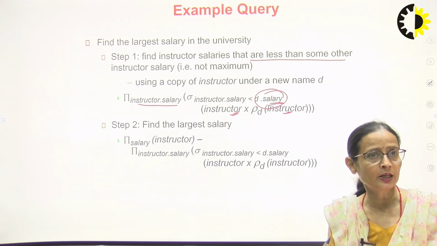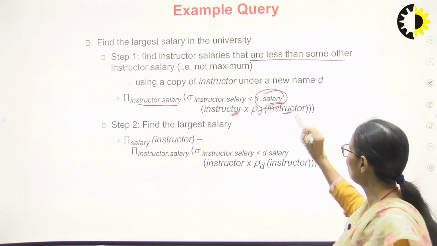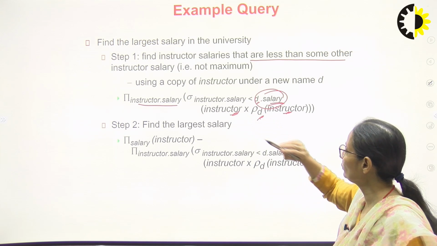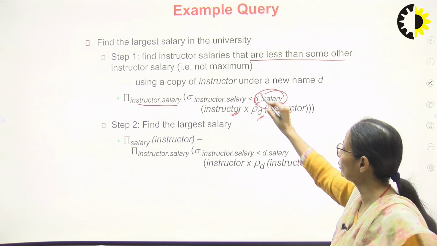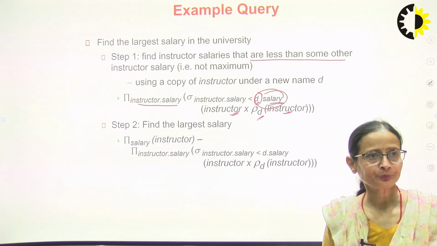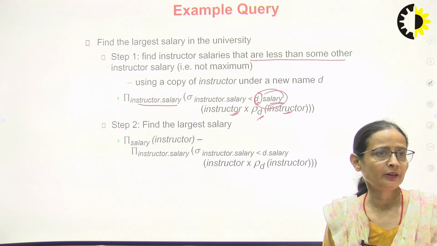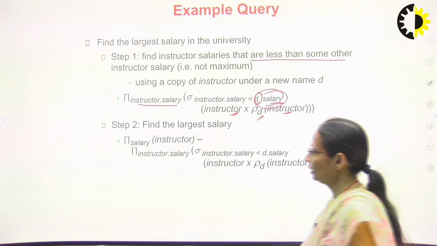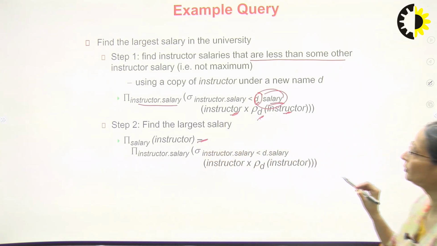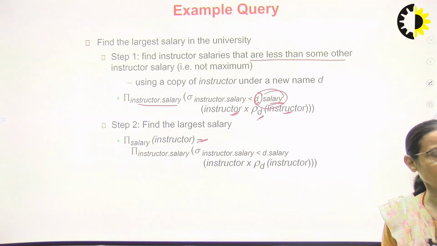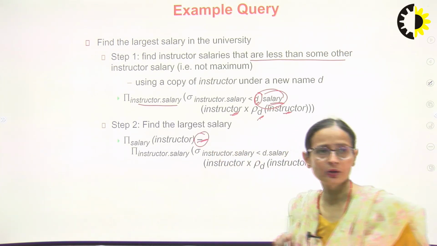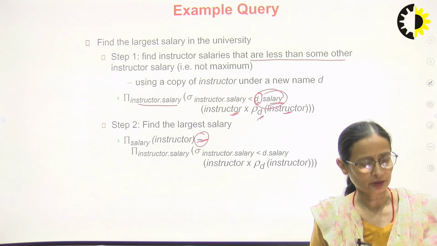So in this case, we have renamed this table as D, and in this query, instead of using instructor, we are using D, although D is the same table as the instructor table. Next, we need to find the largest salary. So what we are doing is negating, because this contains all those salaries that are less than some other instructor's salary, that is, the lesser salaries. Once we negate, using the difference operator, we get the largest salary in our database.